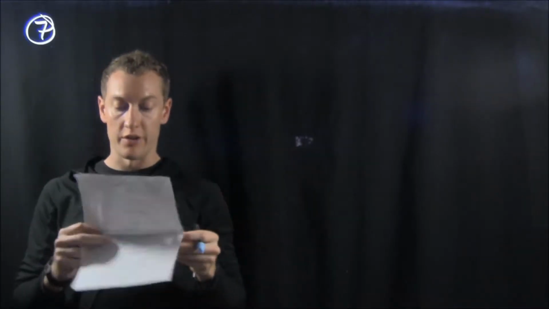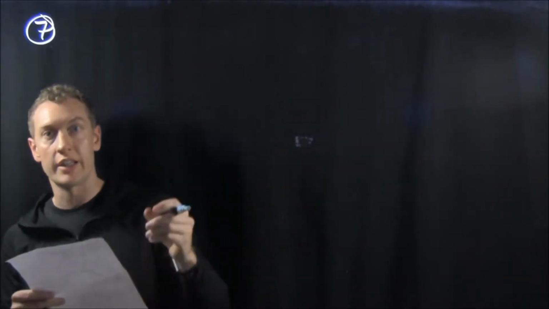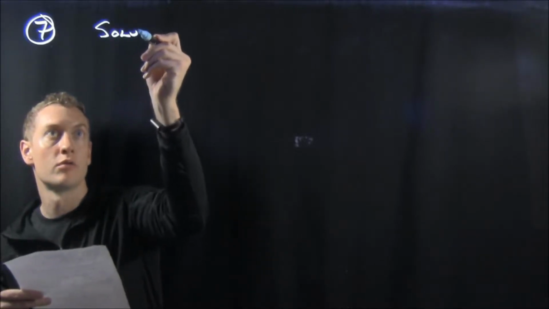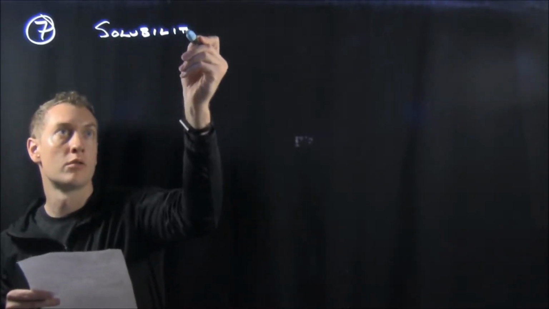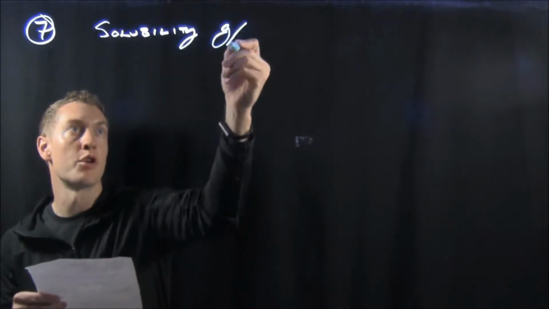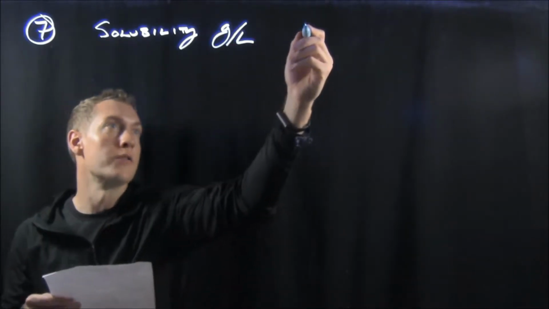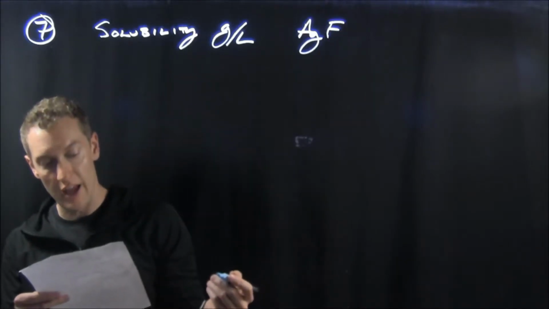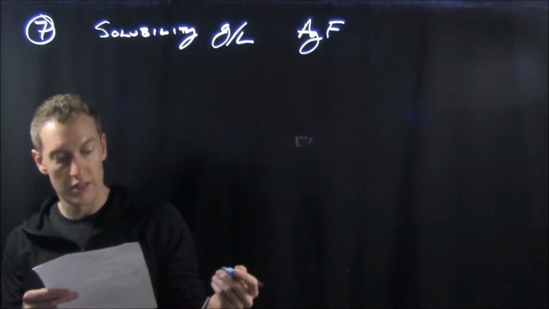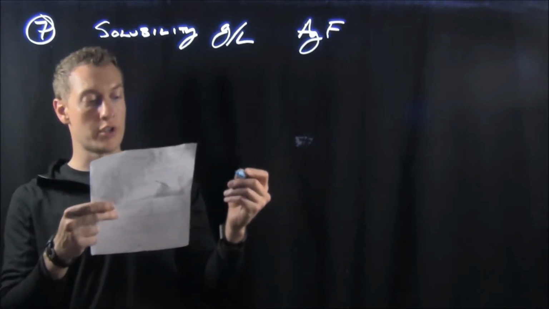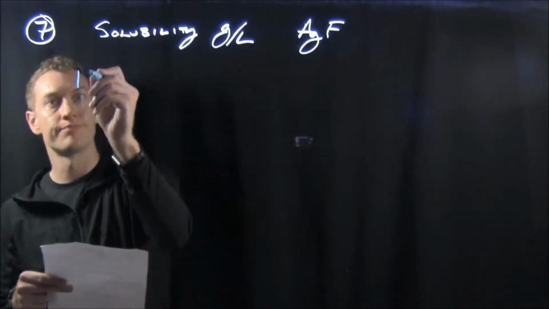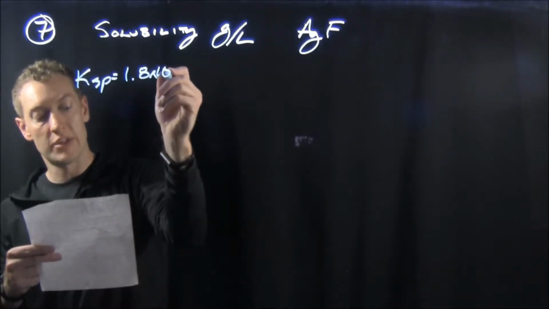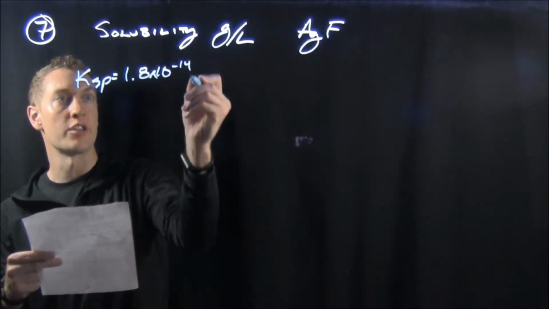In number 7 in the lecture examples, it wants us to calculate the solubility in grams per liter of silver fluoride, given that Ksp equals 1.8 times 10 to the minus 14th.